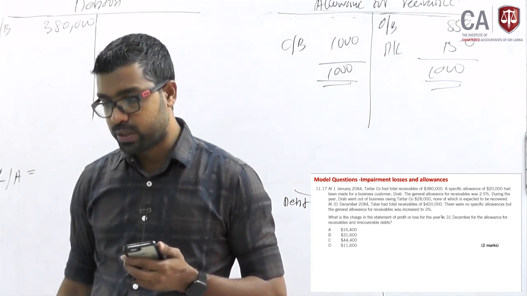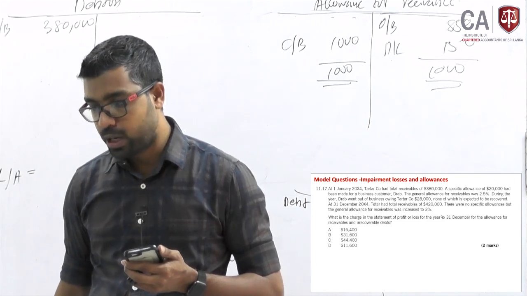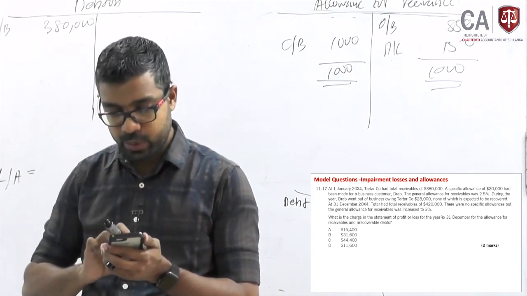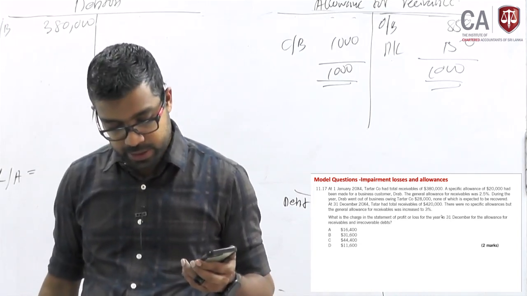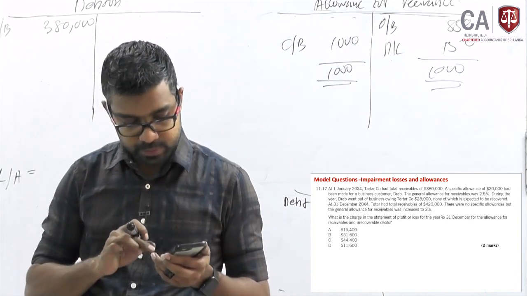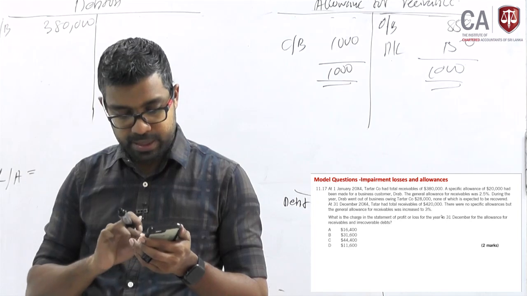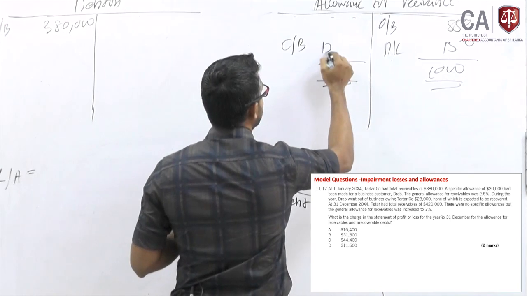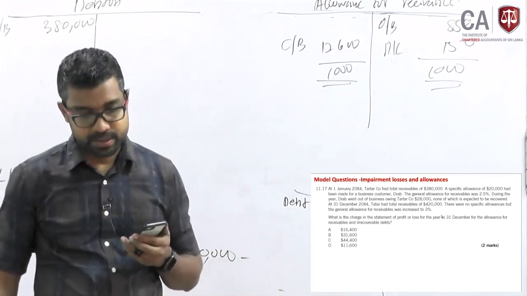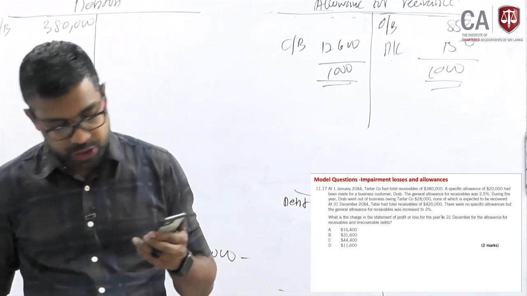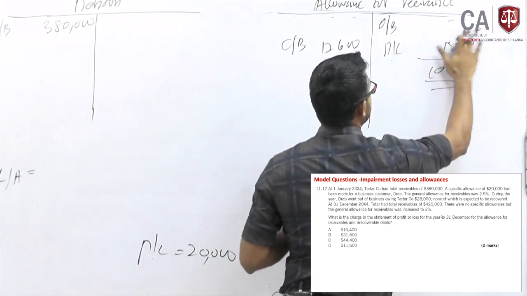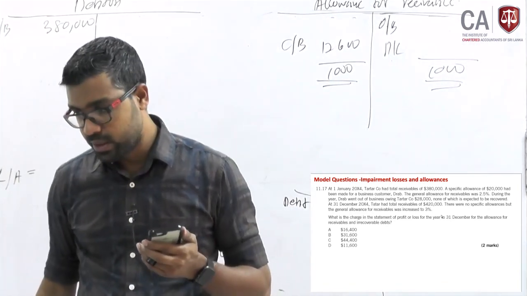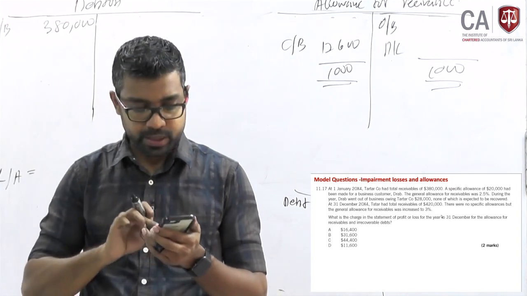At 31st December 2004, Tata had total receivable of 420,000. Out of which you charge to P&L how much? Press 12,600. 12,600 is the closing balance. So opening balance, how much? Here, how do you figure out the opening balance? You had opening balance 380,000, and you had to deduct 20,000 of it.